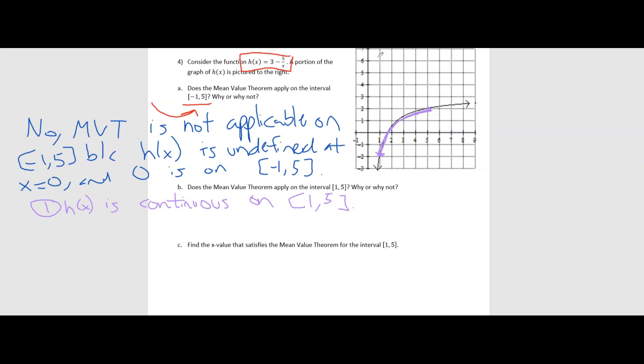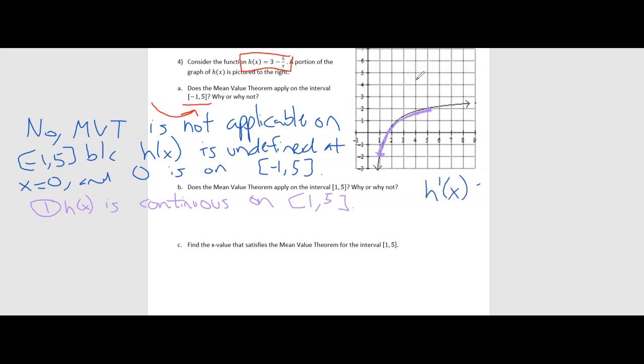Now we need to check for differentiability on the open interval. So we could look at the graph, and the graph does show us that we can take the derivative because it's a nice smooth curve with no vertical tangent lines on the open interval 1 to 5. But we can also check the derivative and see if that's ever undefined over 1 to 5. So let's just look at that.